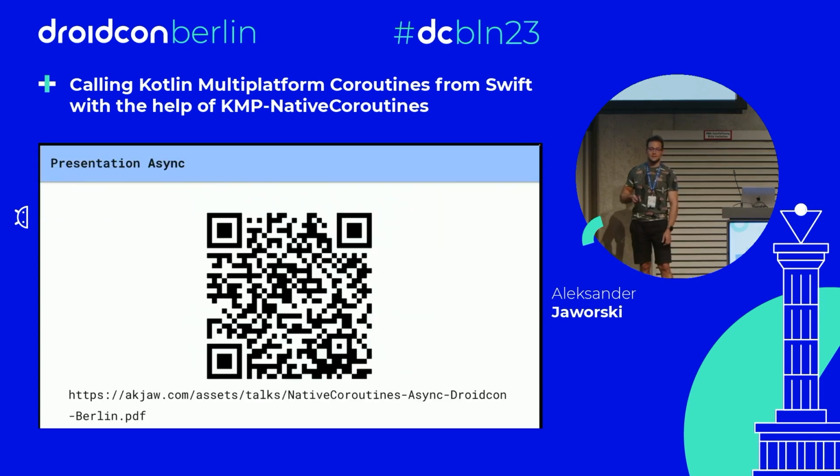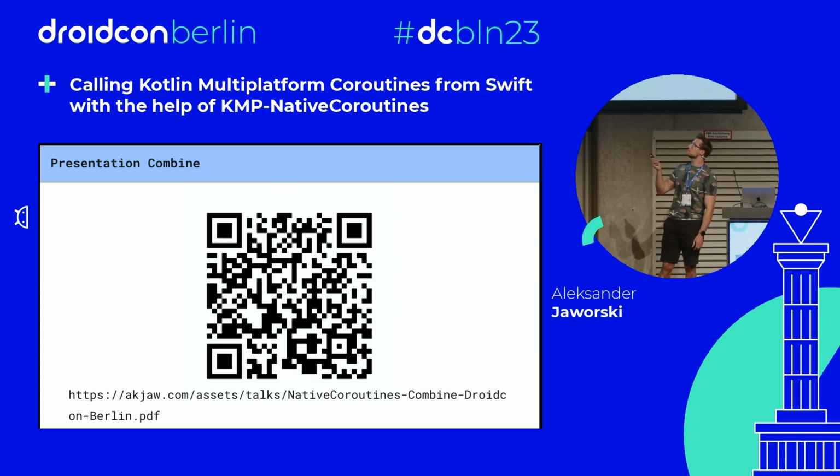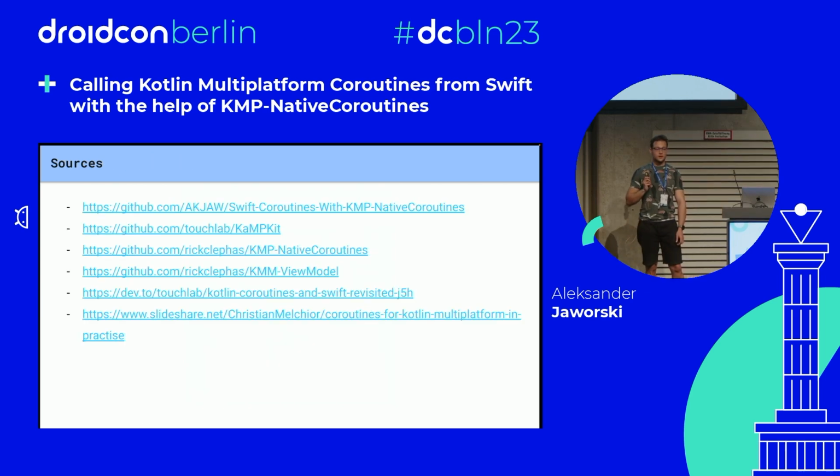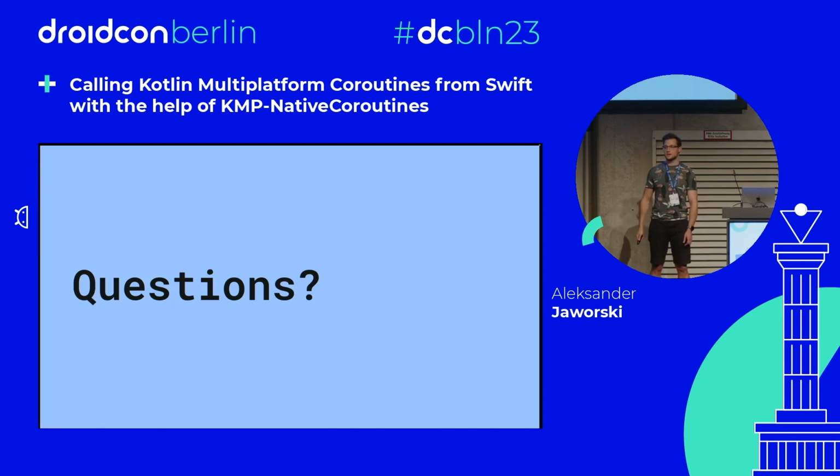So if you're interested in the slides, here is the deck. This one is for the async await support. But I have another presentation which you can find here. It uses Combine. So if your iOS developer team likes to use Combine, or they don't want async await, or they're migrating to it, this can be used in its place. And these are the resources, and that would be it, I guess.